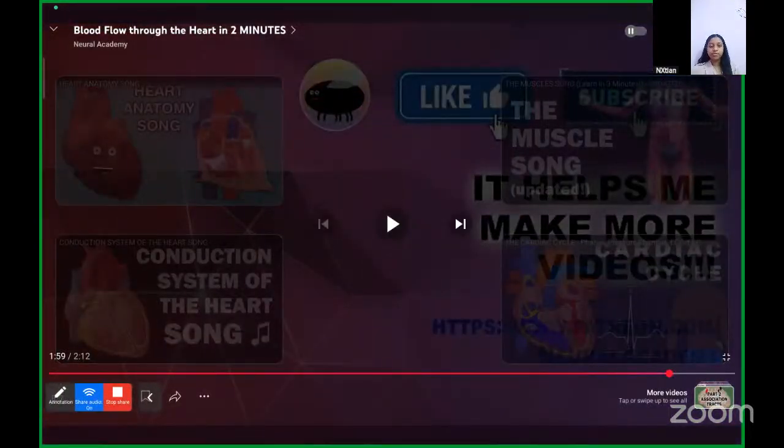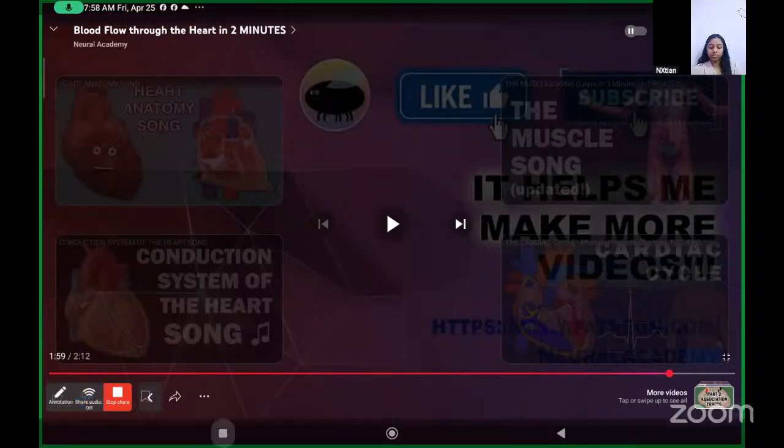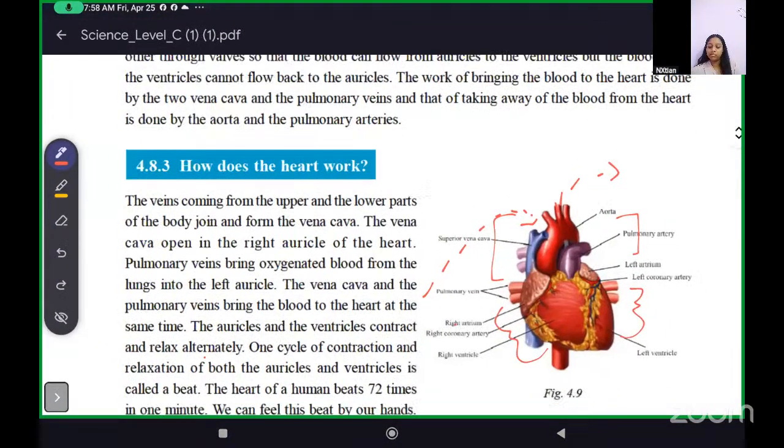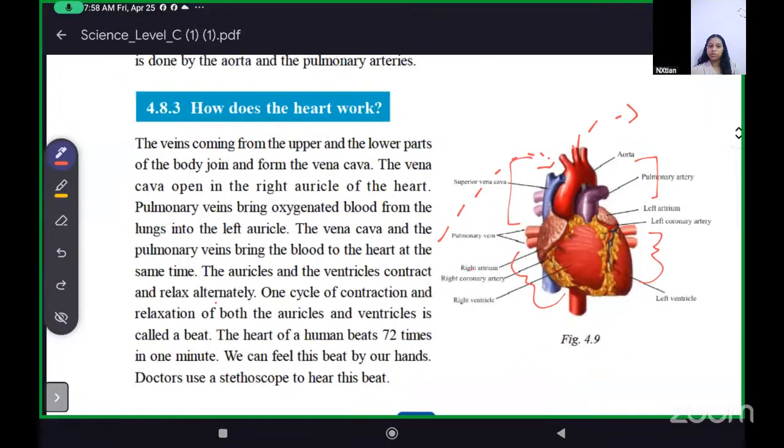Okay. Hope it was clear how the blood flows. Yes, Abraham. Ma'am, what is the reason our heart pumps? Like, we are alive because our heart is beating. Mm-hmm. Then what makes our heart beat?